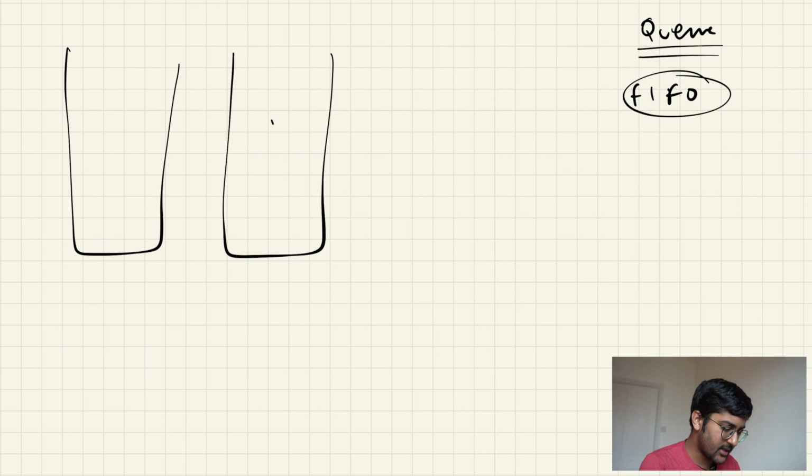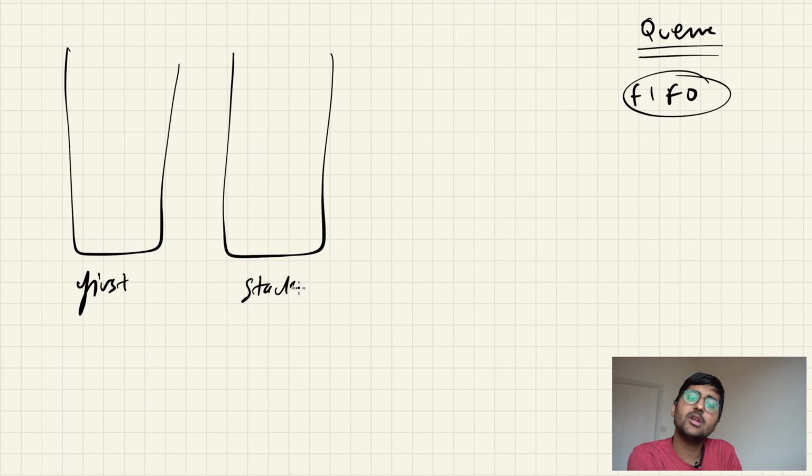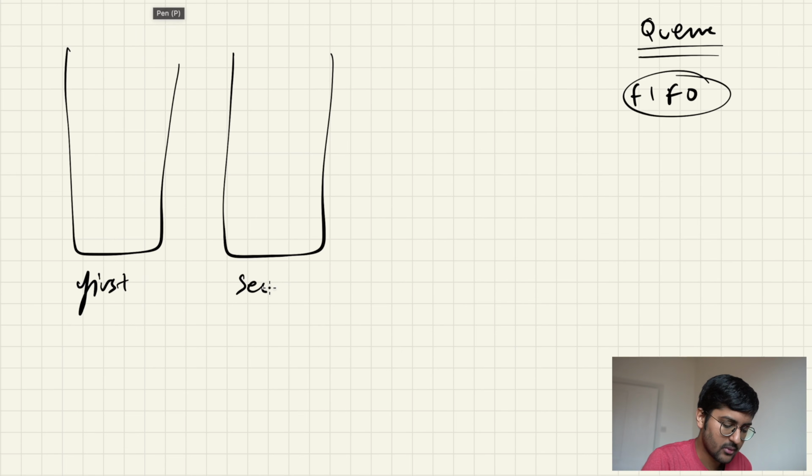So the thing with this is just try it out. Okay, brainstorm. What can we do? So let's say we have 2 stacks. We call this the first stack. We call this the second stack. Now, let's say we are using the first stack as the main data structure, and we are using the second stack over here as a helper.